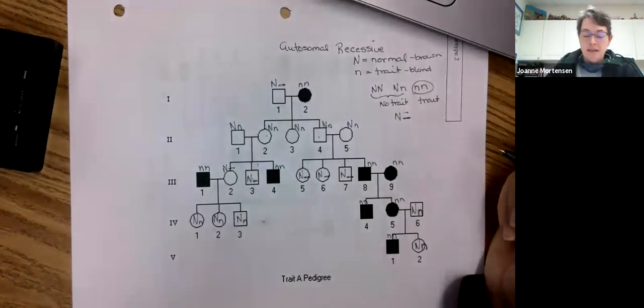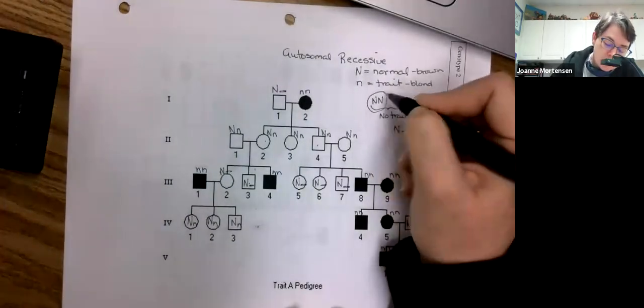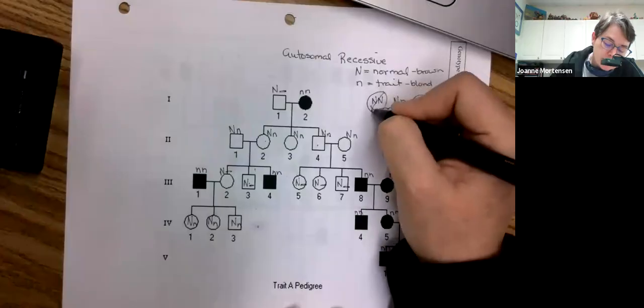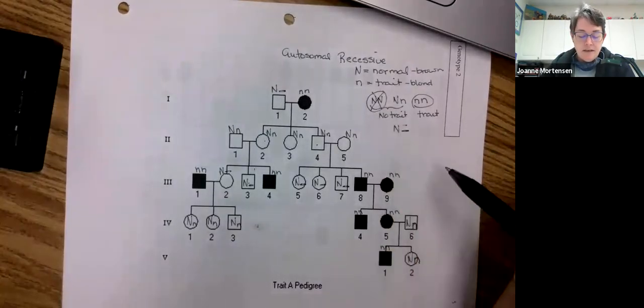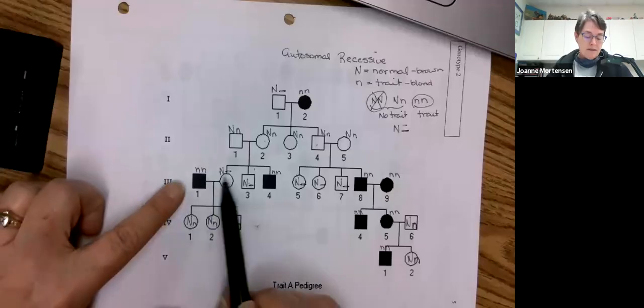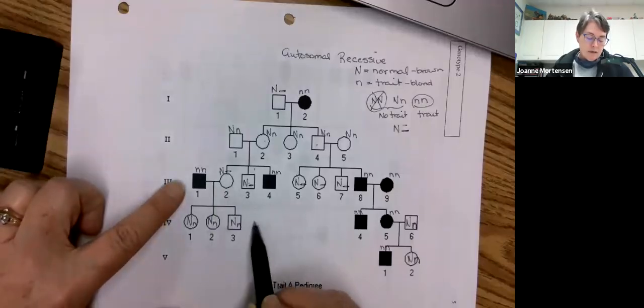I'll tell you a secret. This one, don't use it because you never know for sure. I can't think of any situation where you're going to know for sure that's the trait because it could be, for example, like this one. We don't know until we had a child that is blonde.